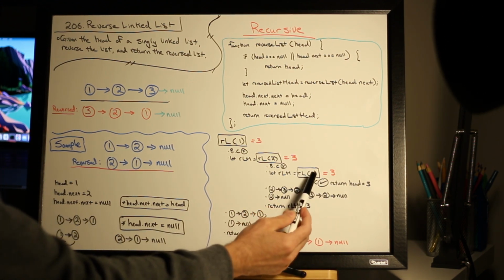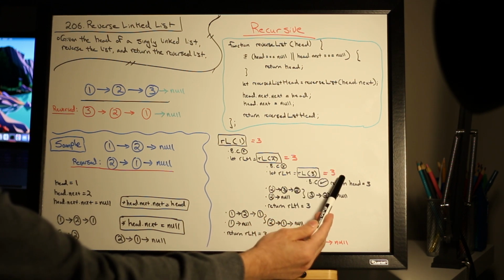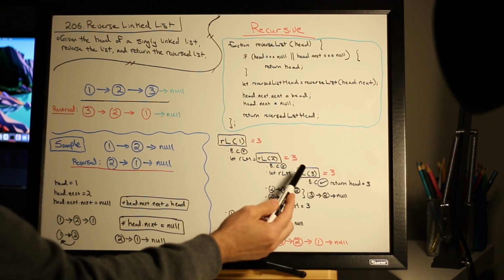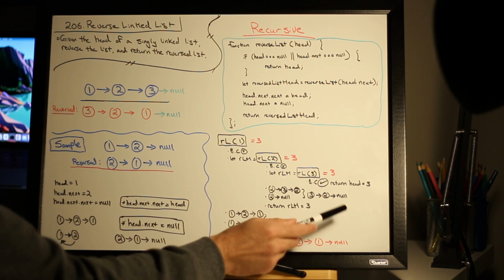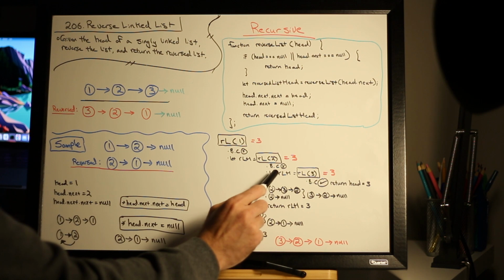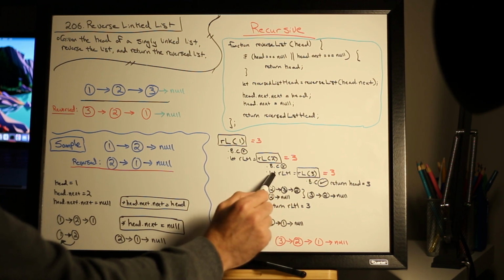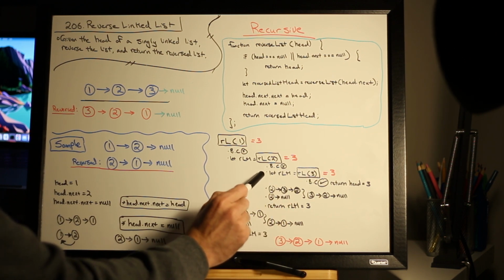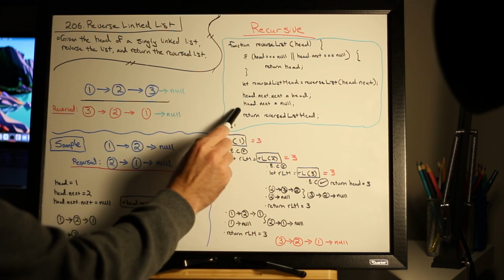So RL at 3, the result of that is just return of 3. So we go back up the call stack now, because that's the deepest we went without returning. We just ended up returning on that RL at 3, and now we store the result of that in RLH. So now we can move on to the next parts.